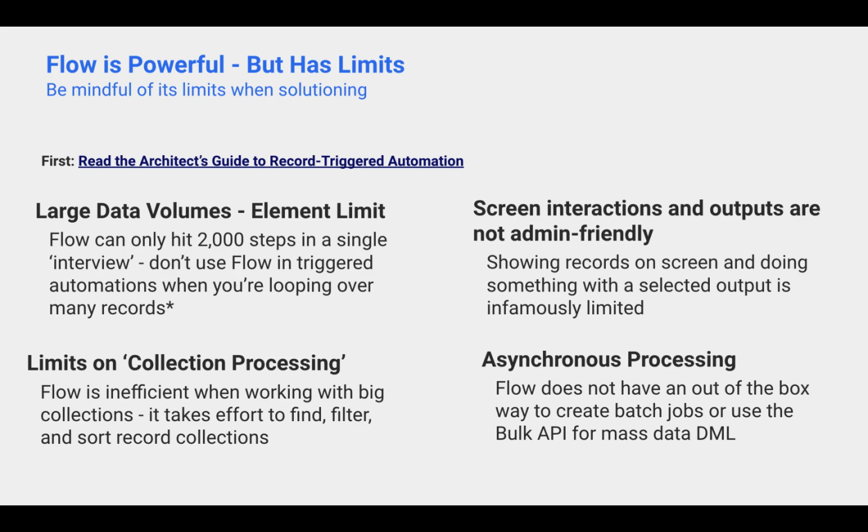Flow doesn't have the capability out of the box to do asynchronous processing. So if you ever need to, for example, update 10,000 records, that's typically when you would want to think about using an asynchronous process. Flow can't do that out of the box, so I'm going to show an action that can do that here real shortly.